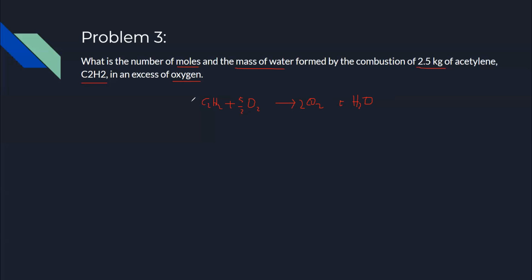So this makes it 5/2. Then what you have to do is you just have to multiply both sides by 2, so you get 2 C2H2 plus 5O2 makes 4CO2 and 2H2O.